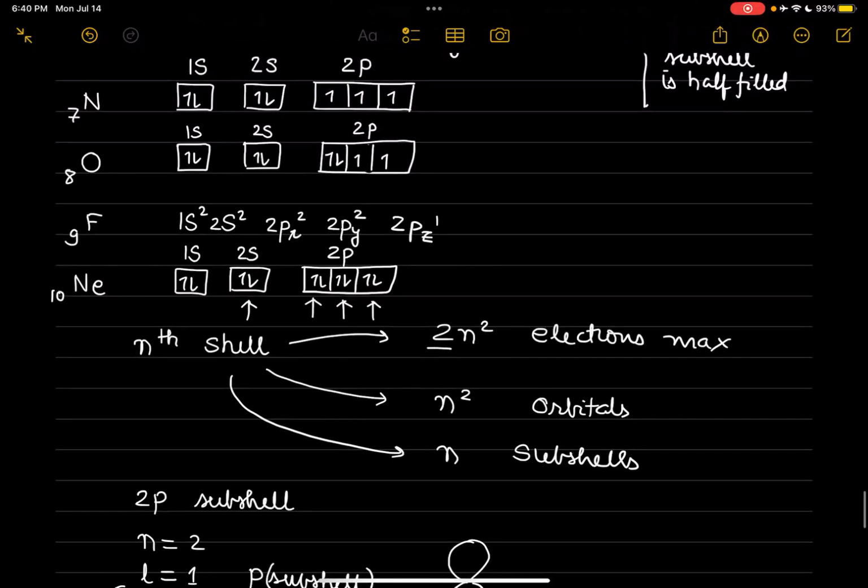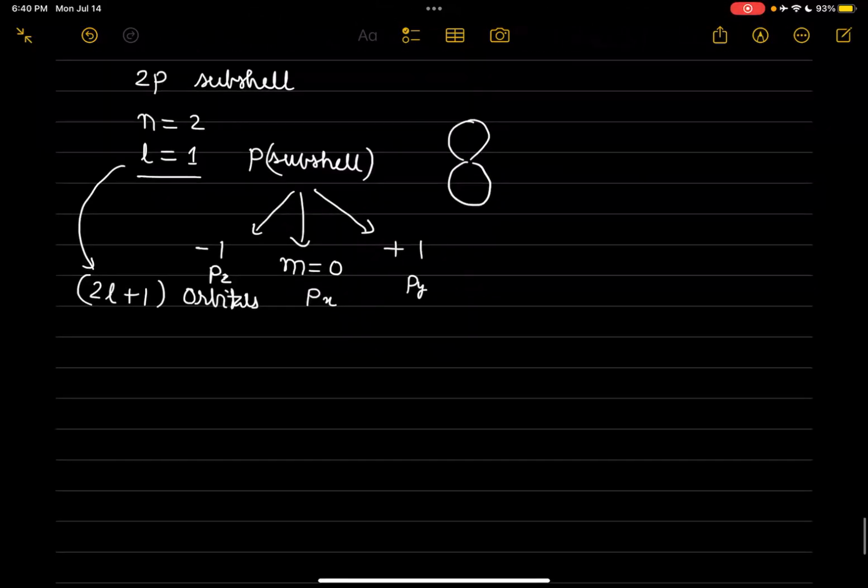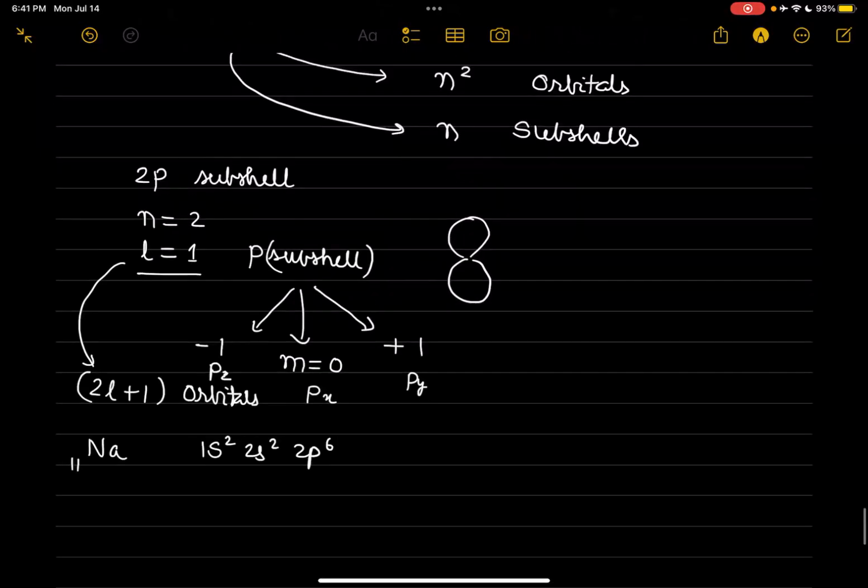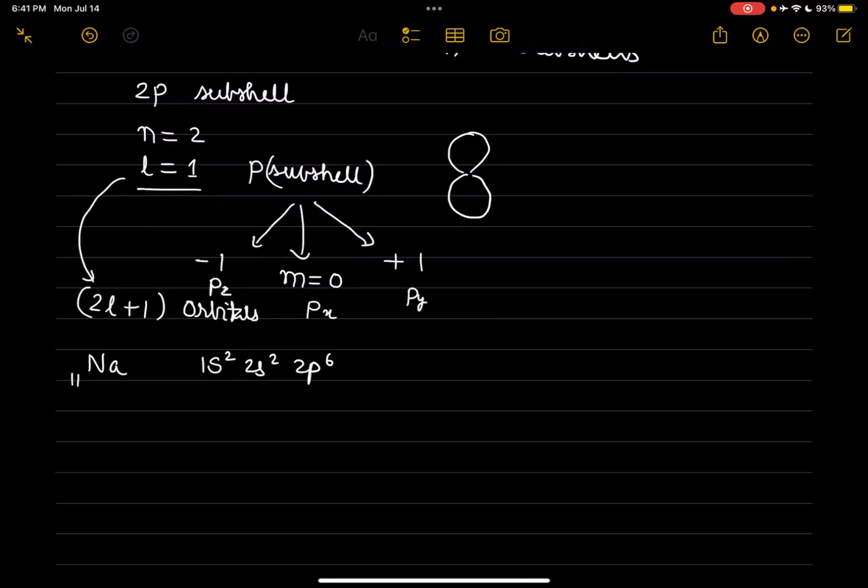Now we will move towards the 11th element, sodium. Na is the 11th element. So 1s2, 2s2, 2p6, which is the same as neon. Now the second shell is completely filled, so I need to move to the third shell: 3s1.